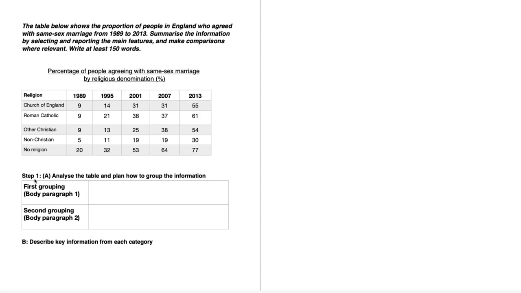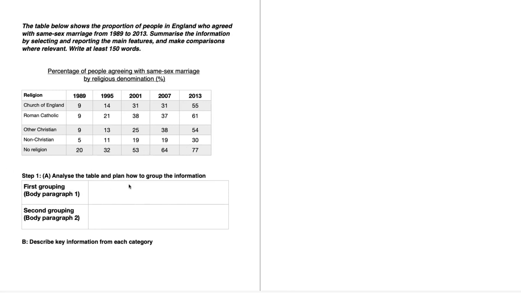So we see here our step 1 is A, to analyze the table and plan how to group the information, and then B, describe key information from each category. So I have this box here which you can use to organize your thoughts and make some notes before you are actually writing the essay. This is a great way to just plan everything out, and you will not waste time making mistakes or changing things while you are writing the essay.